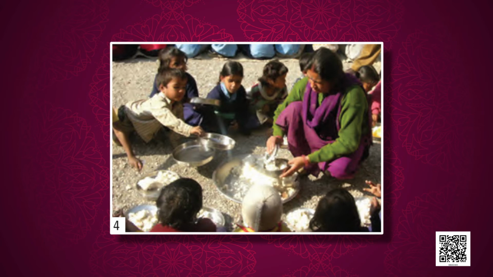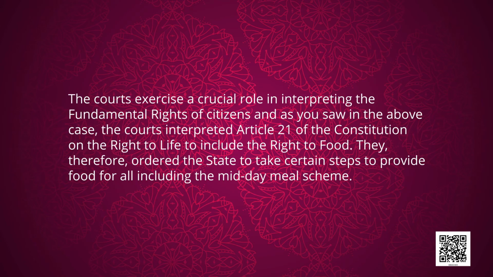It also appointed 2 food commissioners to report on the implementation of government schemes. So children, for the common person, access to courts is access to justice. The courts exercise a crucial role in interpreting the fundamental rights of citizens, and as you just saw, the courts interpreted Article 21 of the Constitution on the right to life to include the right to food. They therefore ordered the state to take certain steps to provide food for all, including the midday meal scheme.